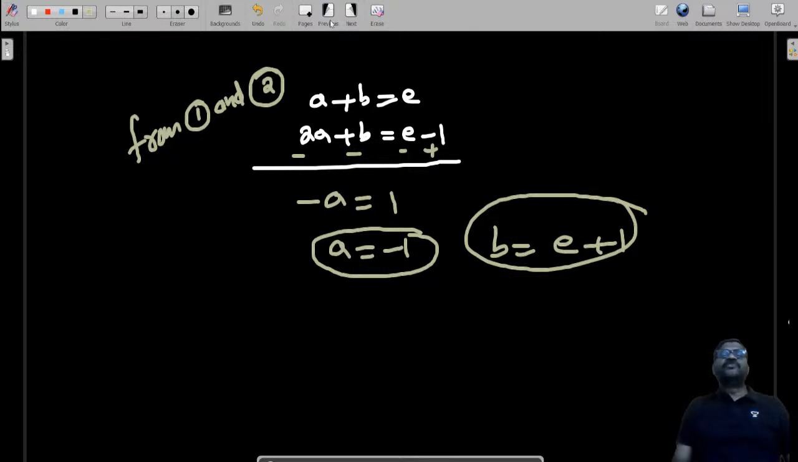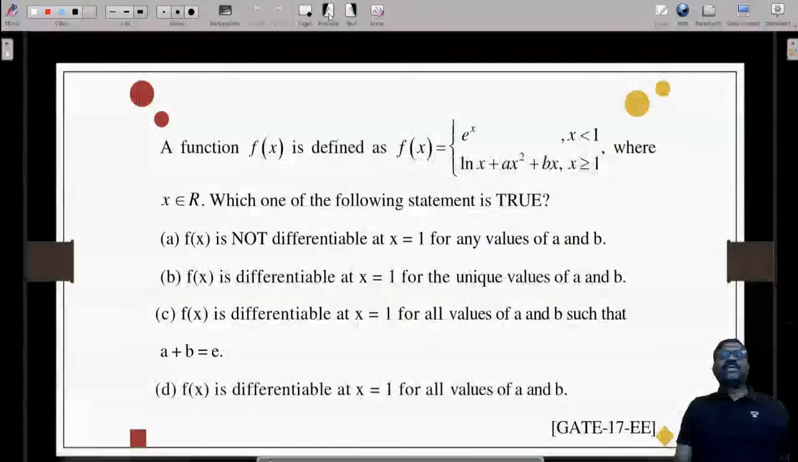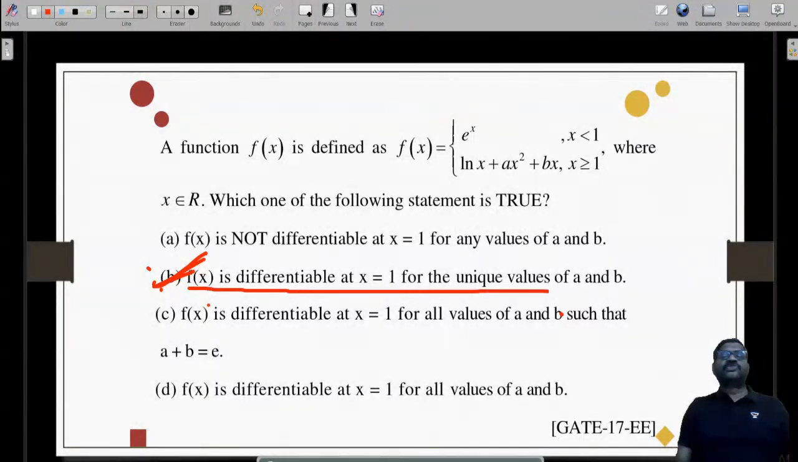Okay? So for a equal to minus 1 and b equal to e plus 1, the function is differentiable at x equal to 1. So the function is differentiable at x equal to 1 for unique values of a and b. I hope you understand this problem. Yeah, next one.